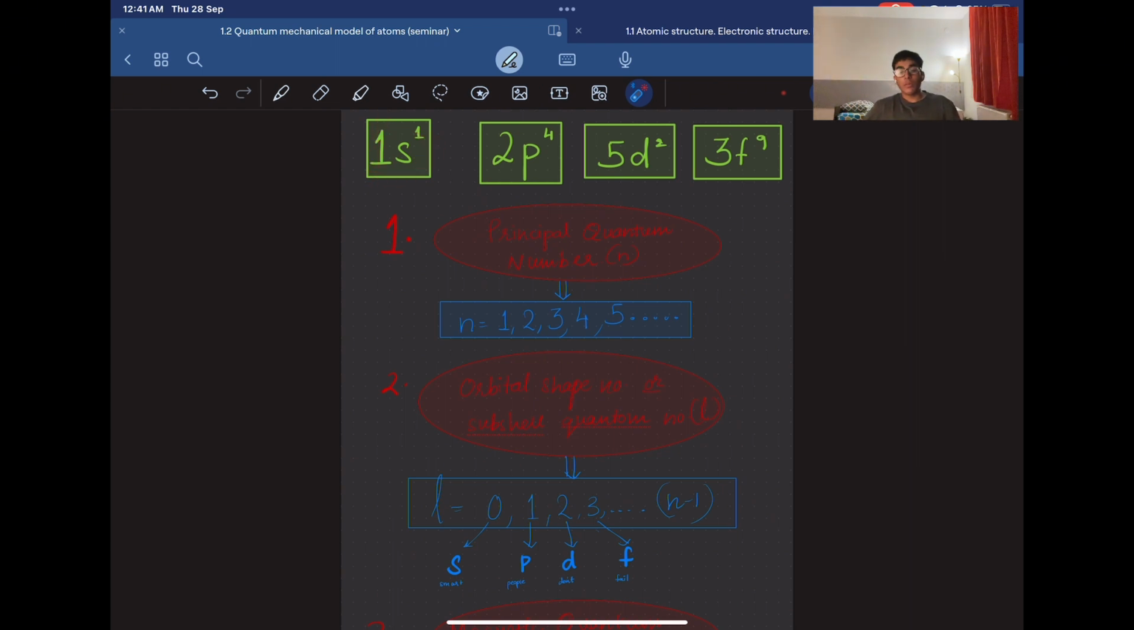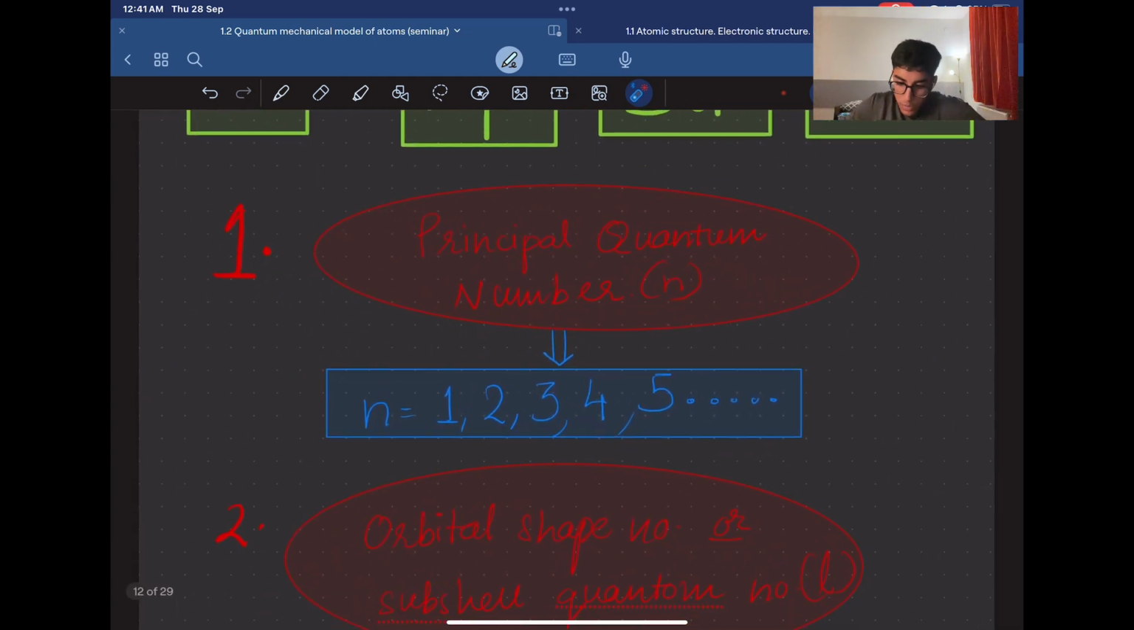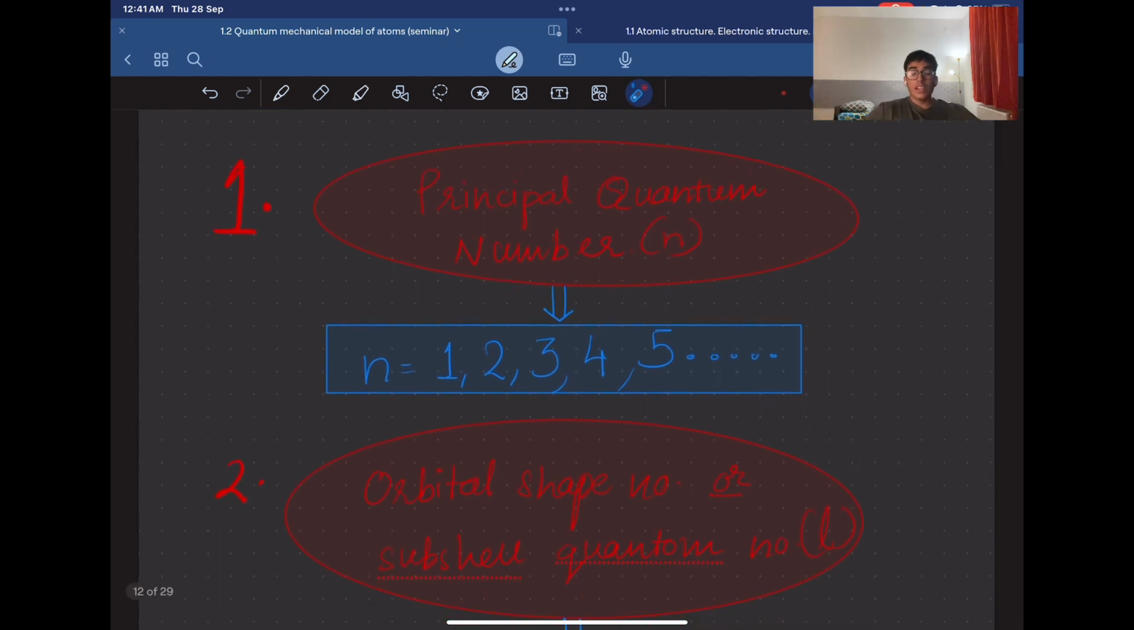Let's start with the first one. That is the principal quantum number, which is the boss, it's the head. Below that are the levels. So we can see over here the principal quantum number is denoted by n. It can be 1, 2, 3, 4, 5, whatever, going on from 1. Now n gives us the energy level.